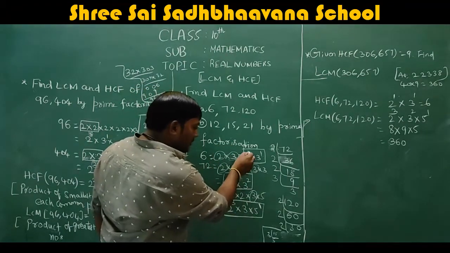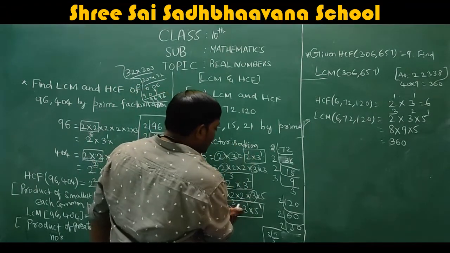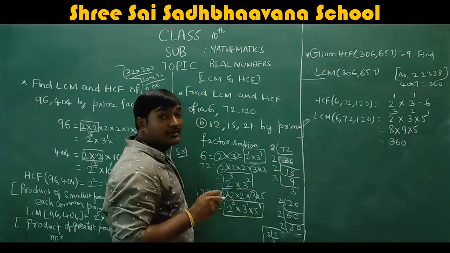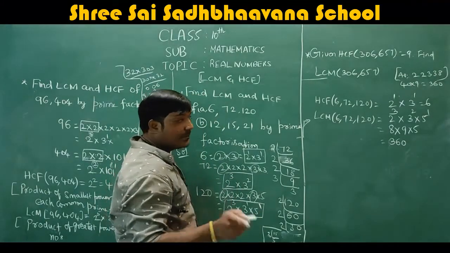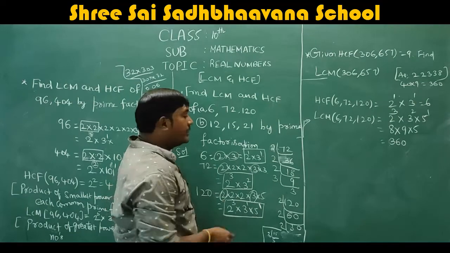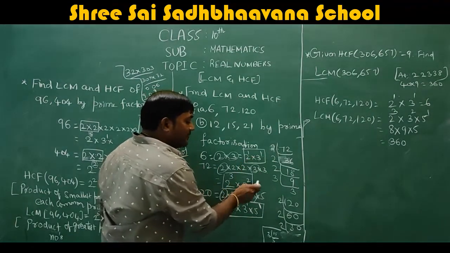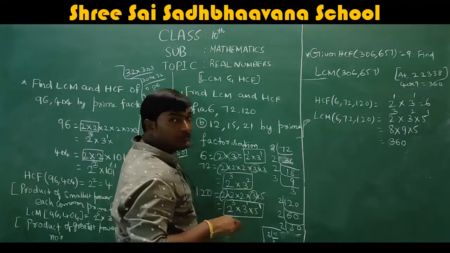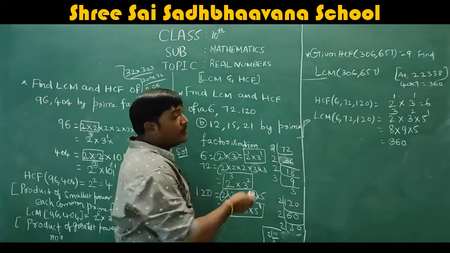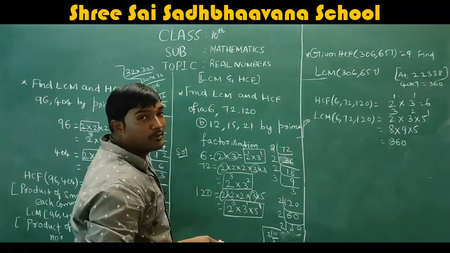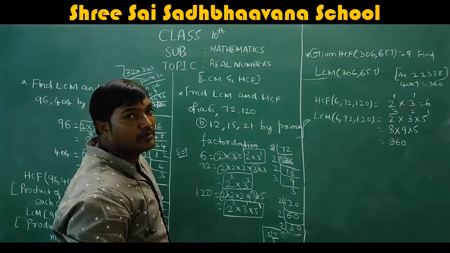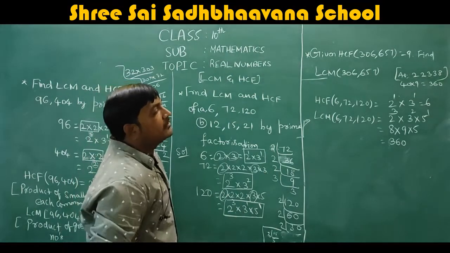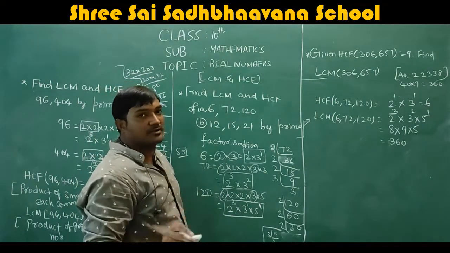For 2, which is the lowest power? Here 2 power 1 is there, here 2 cube is there, here 2 cube is there. Which is the lowest power in that? 1 is the lowest power. Take power as 1. And here you take 3, 3 square, 3 power 1. Which is the lowest among these 3? 1 is the lowest. So 2 power 1 into 3 power 1. 2 power 1 is 2, 3 power 1 is 3. So 2 into 3 will be 6. So 6 is the HCF.